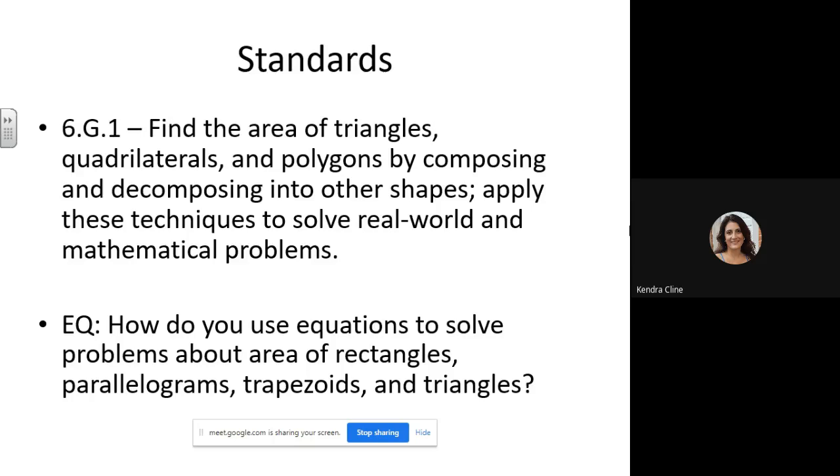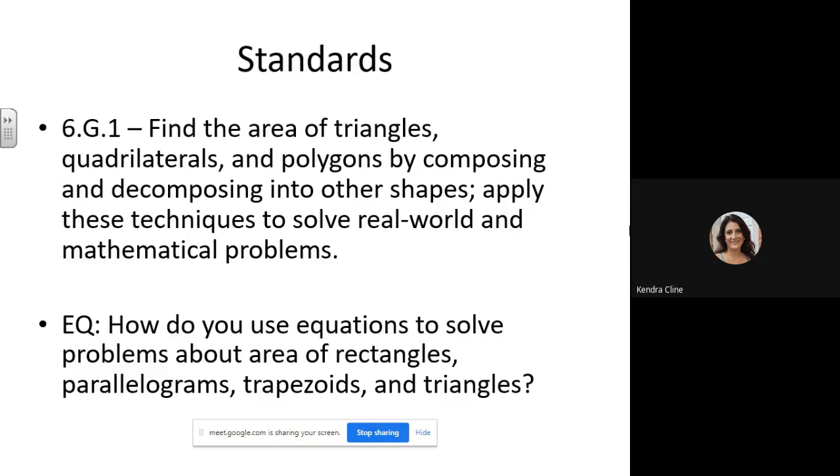So we're going to continue working on 6G1. That's the standard that we worked on Thursday and Friday, finding the area of triangles, quadrilaterals, and polygons by composing and decomposing into other shapes, and to solve real world problems. So we're working on that real world problem part of that standard today, and we're going to continue working on the standard the rest of the week. So our essential question today is, how do you use equations to solve problems about areas of rectangles, trapezoids, and triangles?